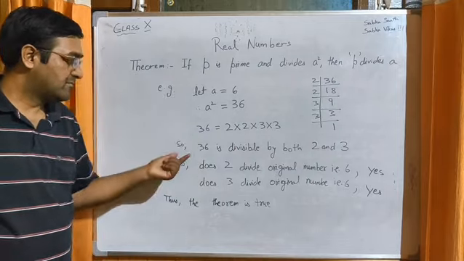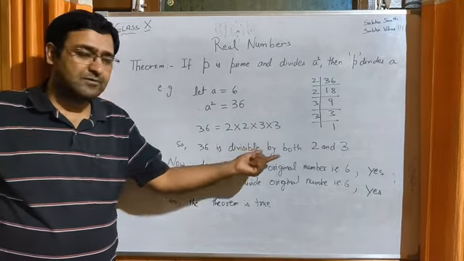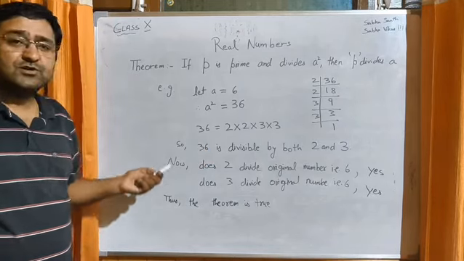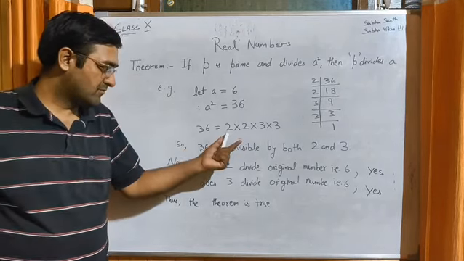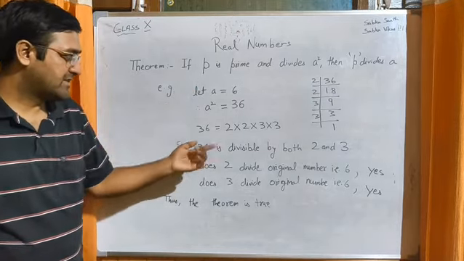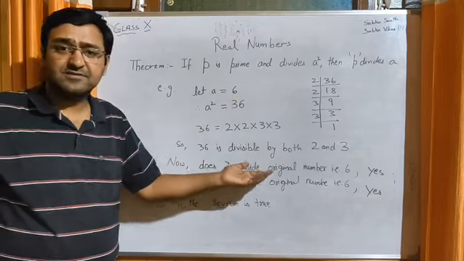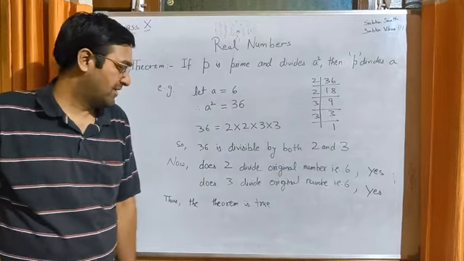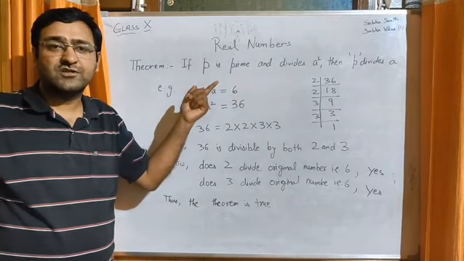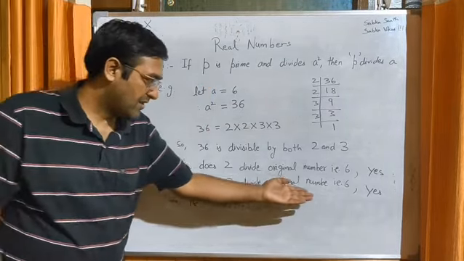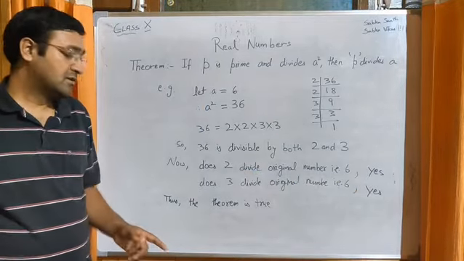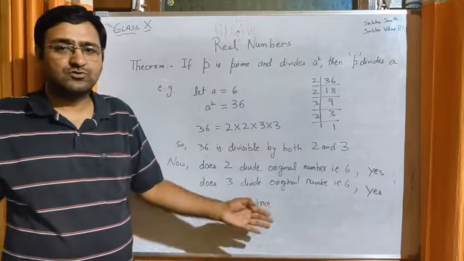So if we see whether this 36 is divisible by both 2 and 3, yes, it is divisible by both 2 and 3. So now, does the value of 2 divide the original number also? Let us see, if 2 divides 6, then the answer would be yes, it divides 6. Does the number 3 also divide the original number, which is 6? If we calculate, we see yes, it will also divide the number 6. So thus the theorem is true.